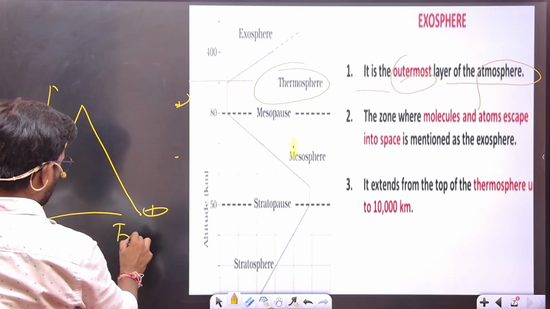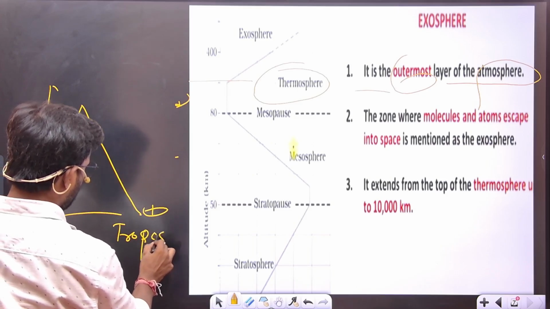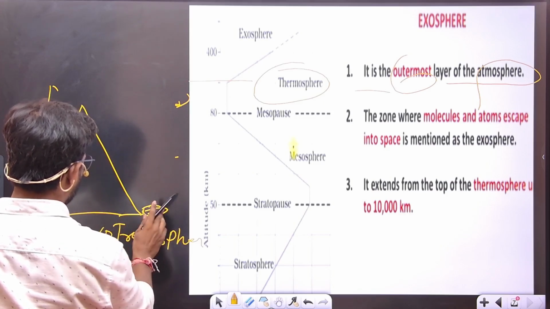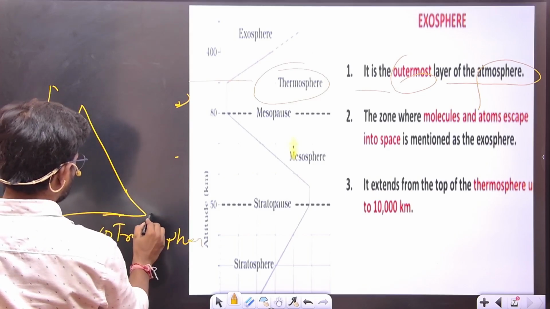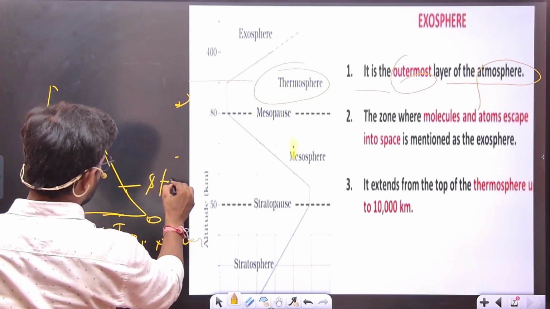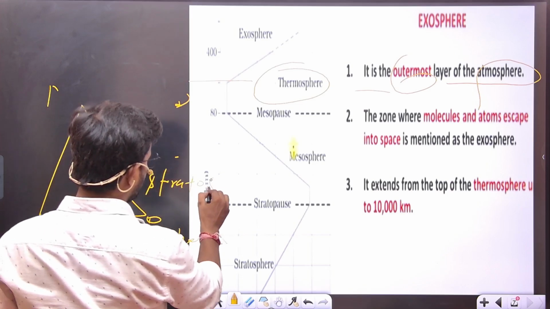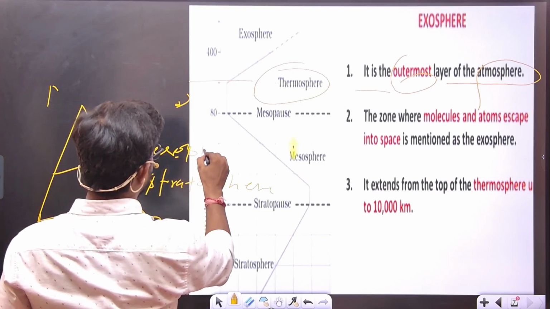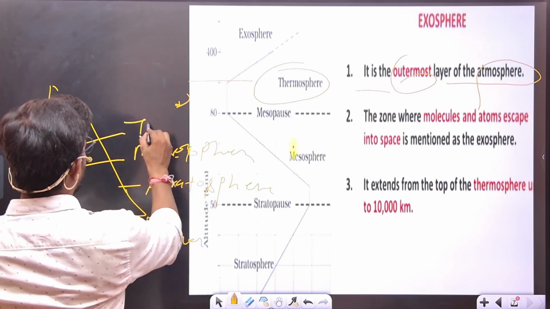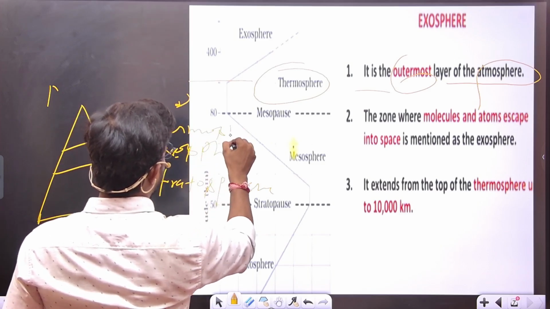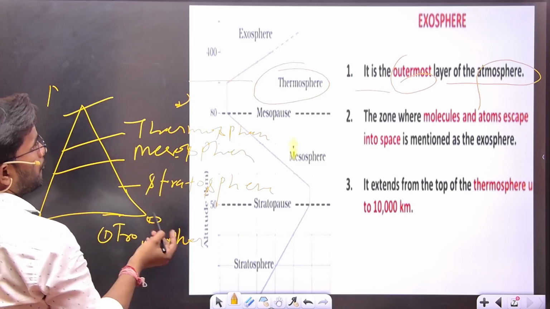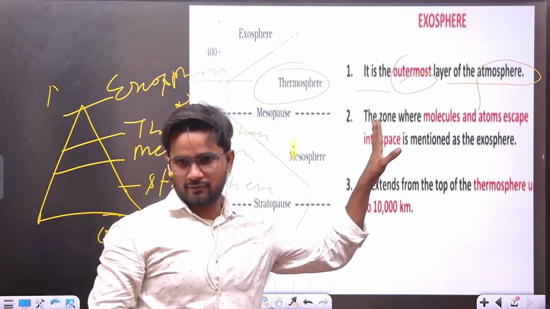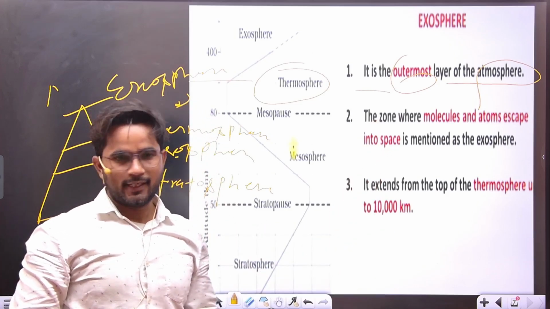First, troposphere. Second, stratosphere. Third is mesosphere. Fourth is thermosphere. And topmost is exosphere. Understand the point? This is the last layer of the atmosphere, the outermost layer.